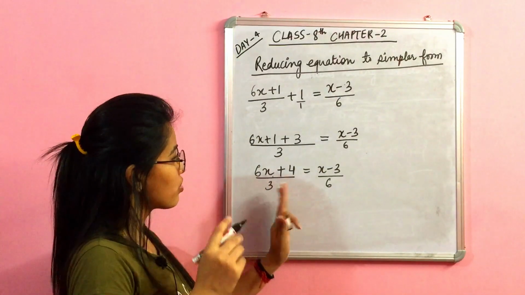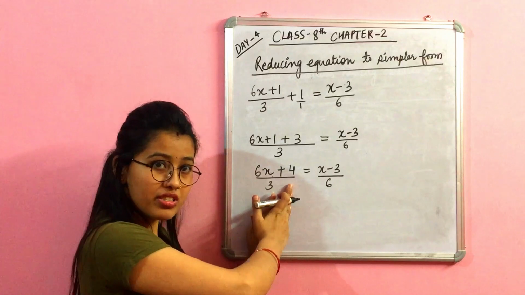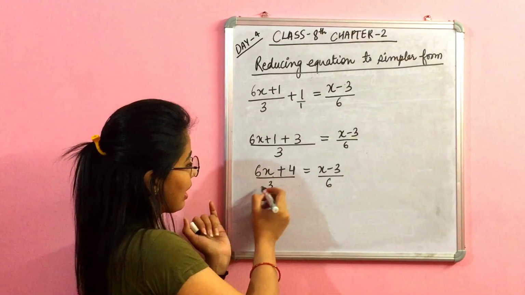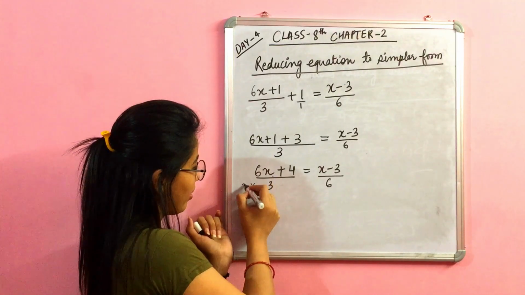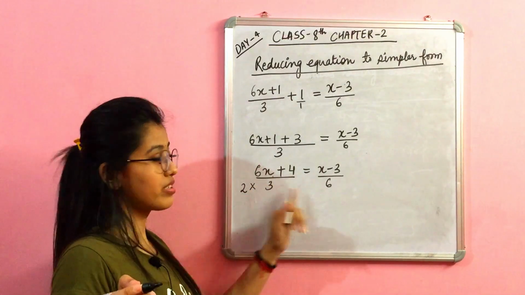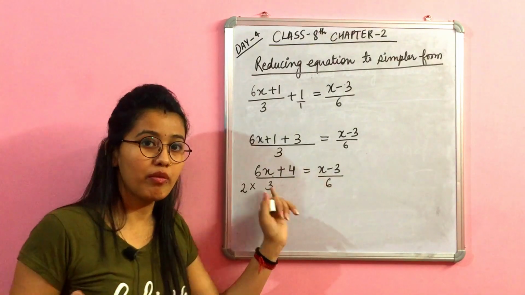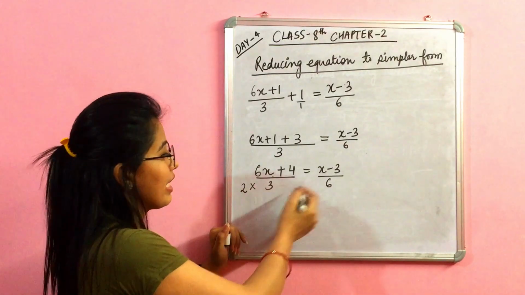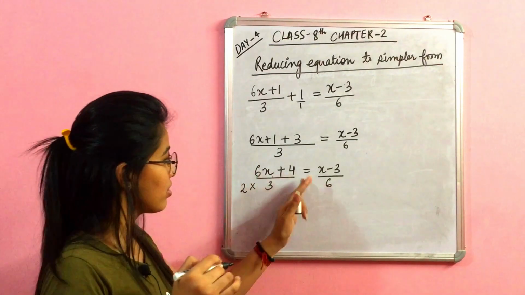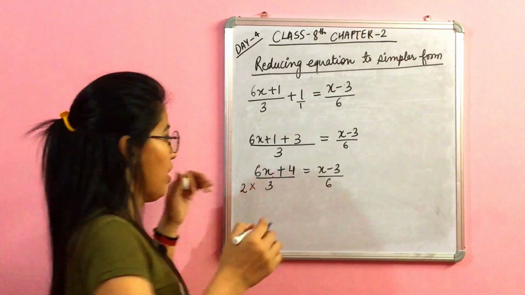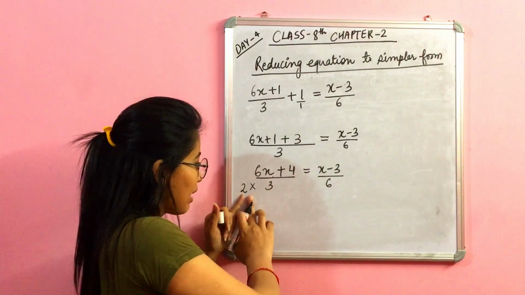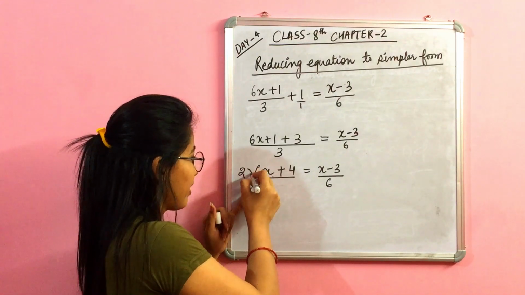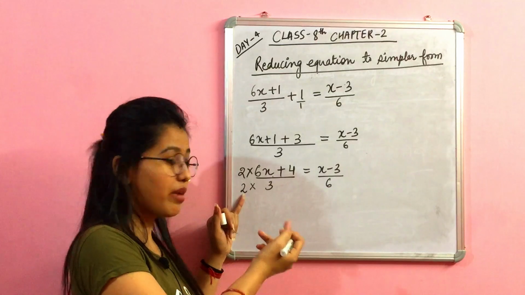Okay, now if you compare LHS to RHS with the denominator, you will see that if we multiply this denominator by 2, then the denominator of LHS will be the same as the denominator of RHS. After that we can cancel out these terms as well, because they are equal to each other. Now if we are multiplying the denominator with 2, then we have to multiply the numerator as well with the same number.